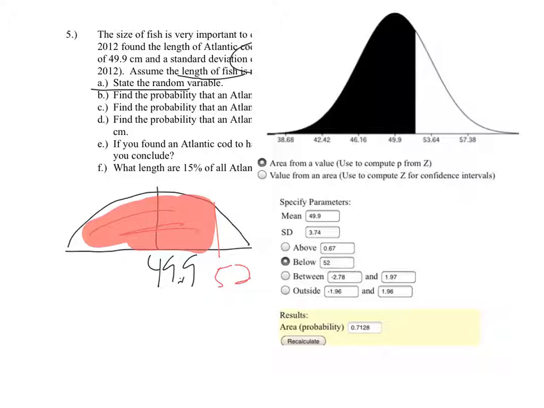And here's the applet result for that problem. I noticed I put the mean of 49.9 in the middle. I said the standard deviation, and I said below 52. And again, it's area from a value. Okay, same as with the standard normal curve, except now the mean's not 0 and the standard deviation is not 1.